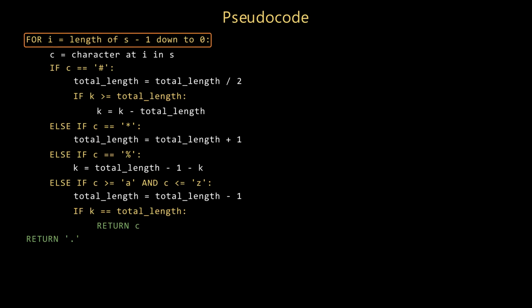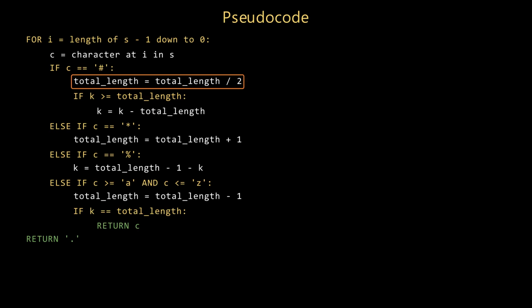Reverse scan, walk indices from the end back to 0. Read the current source character at index i. Undo a duplication by halving total length. Divide total length by 2. If k sits in the duplicated right half, shift it left. Subtract total length from k.